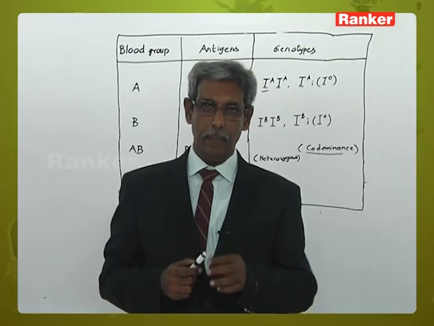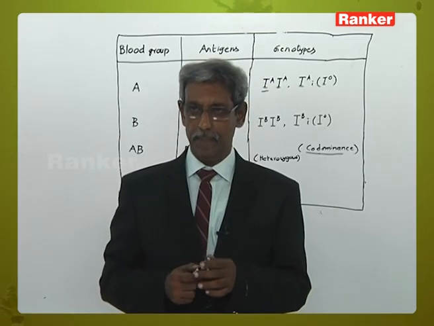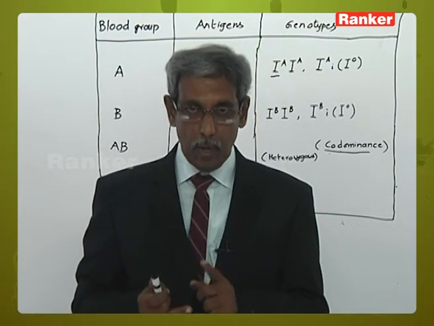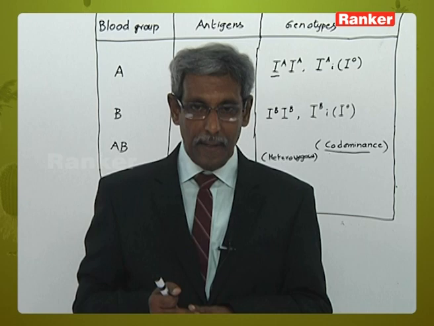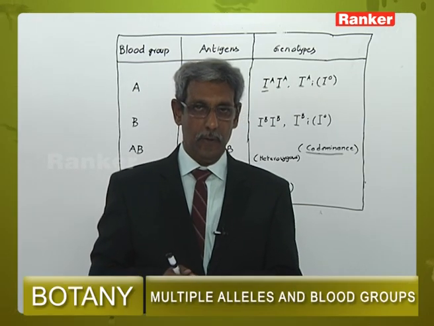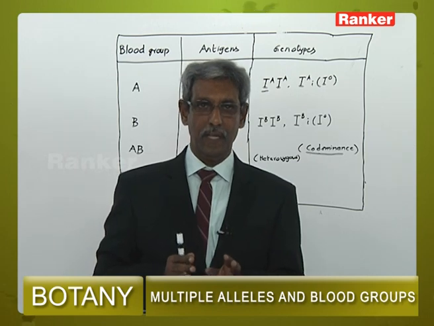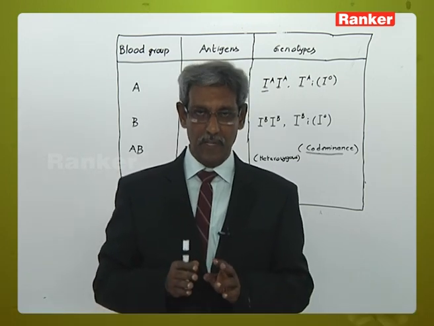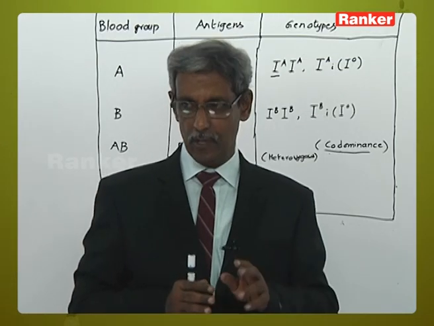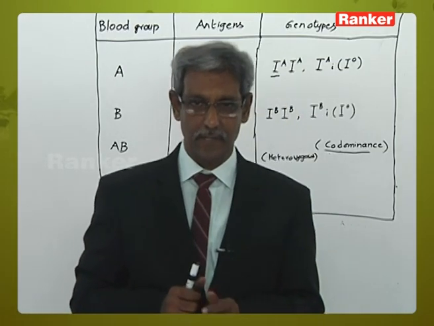Now, in problem number 7, there are 4 important statements related to dominance, codominance, multiple alleles, as well as incomplete dominance. So there is a possibility that you could get some 5 to 6 questions based on this particular concept. And this is a very popular topic which normally comes in entrance tests.